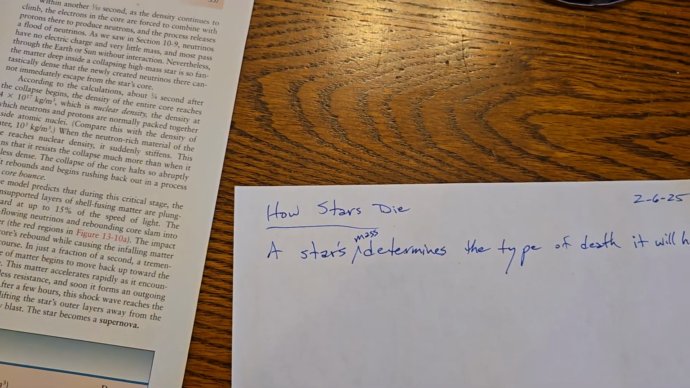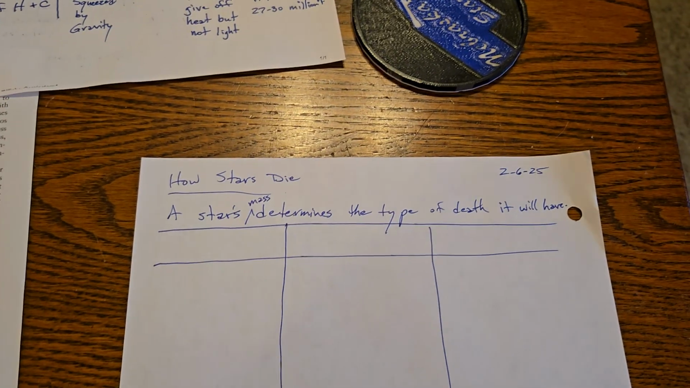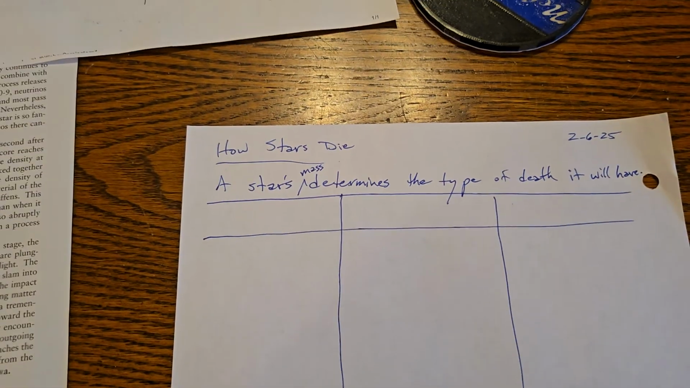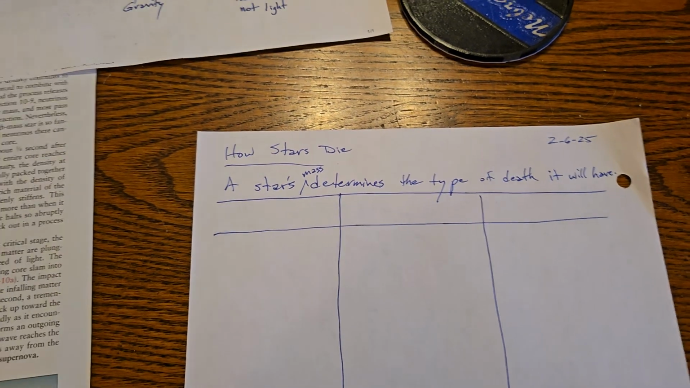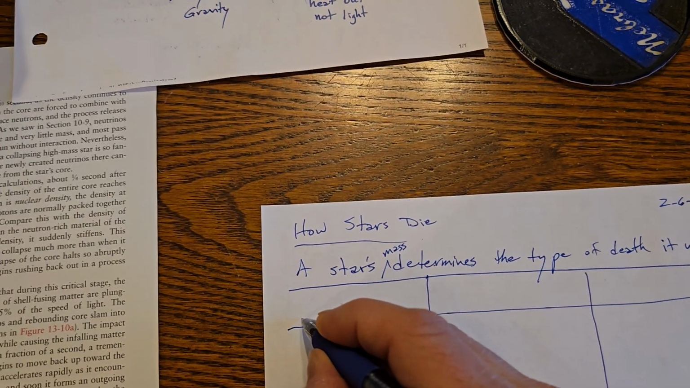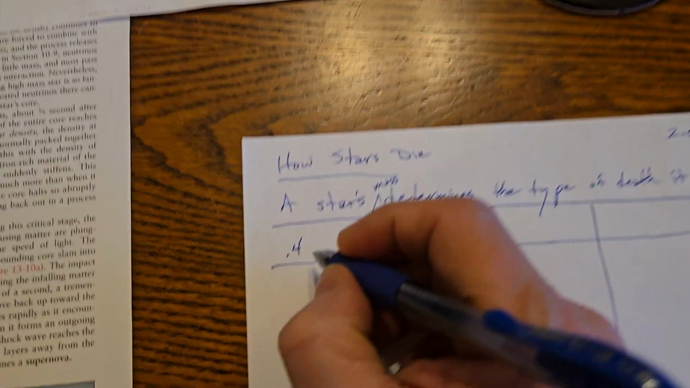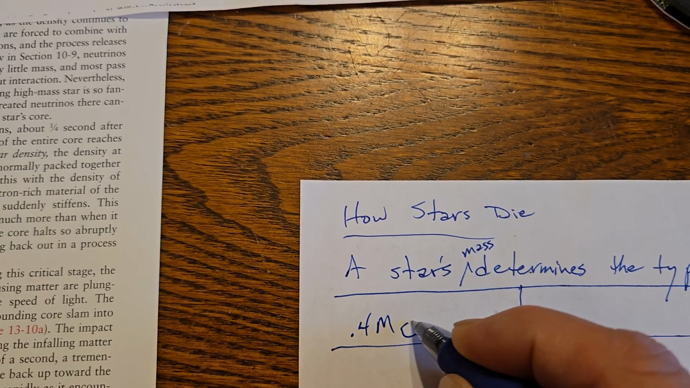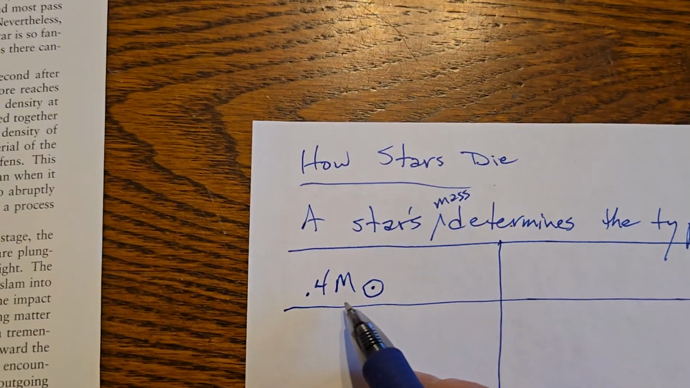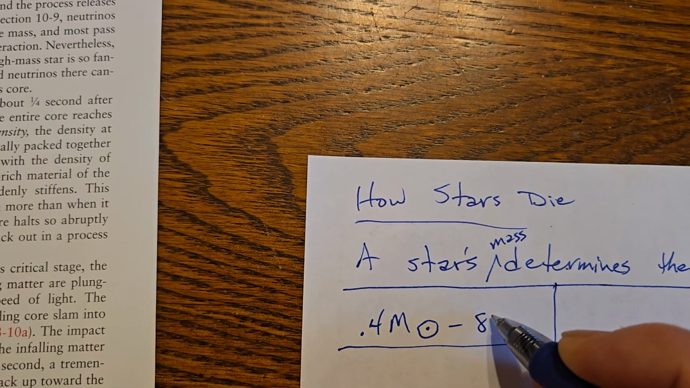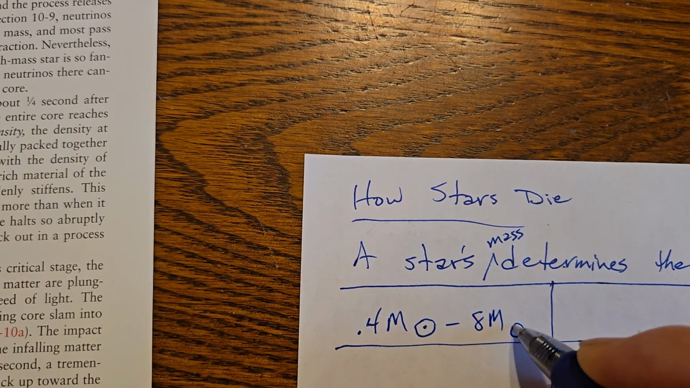All right, I'm back. So what I've done is I've drawn 3 columns for the 3 different types of death. The first mass class, the one we worry about first, is for stars that are only 40% of the mass of the sun. That's what that means: 0.4 mass of the sun up to 8 times heavier than the mass of the sun.